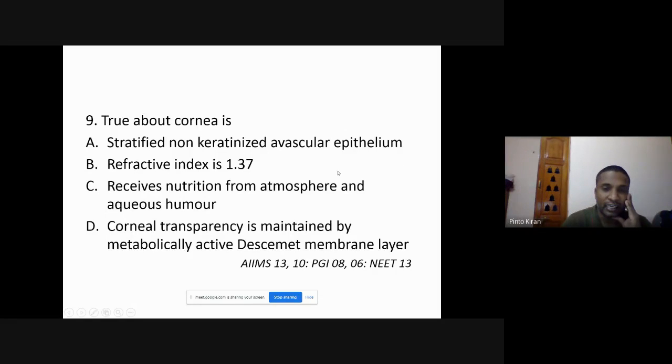What is the refractive index of air? Anybody? Sir? What is the refractive index of air?